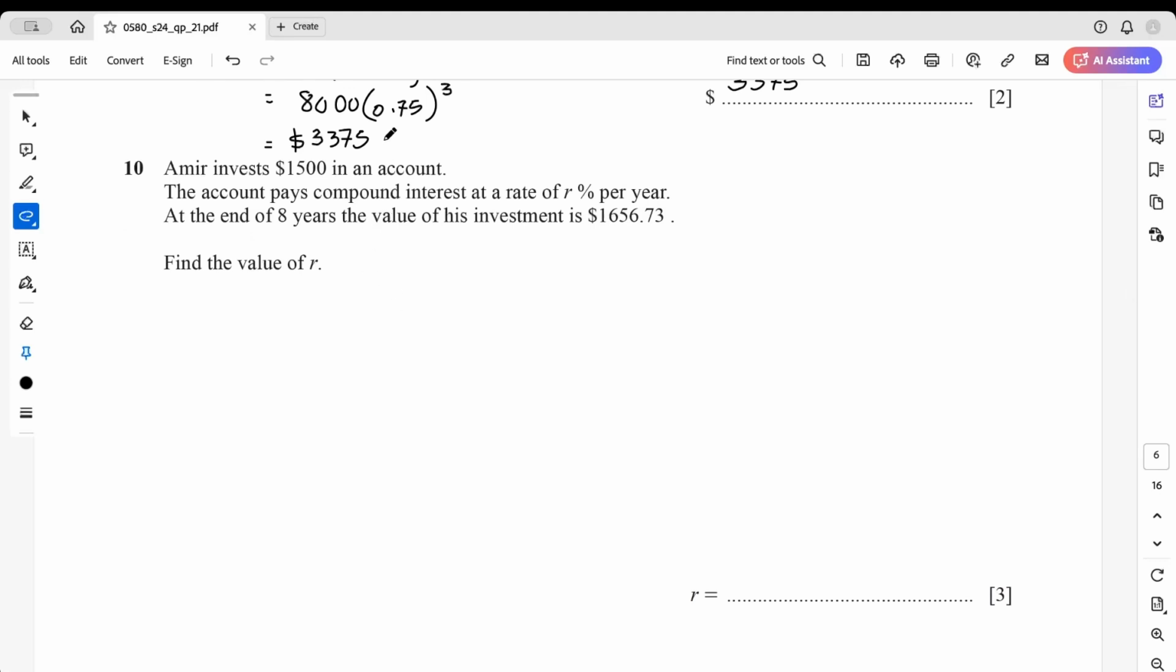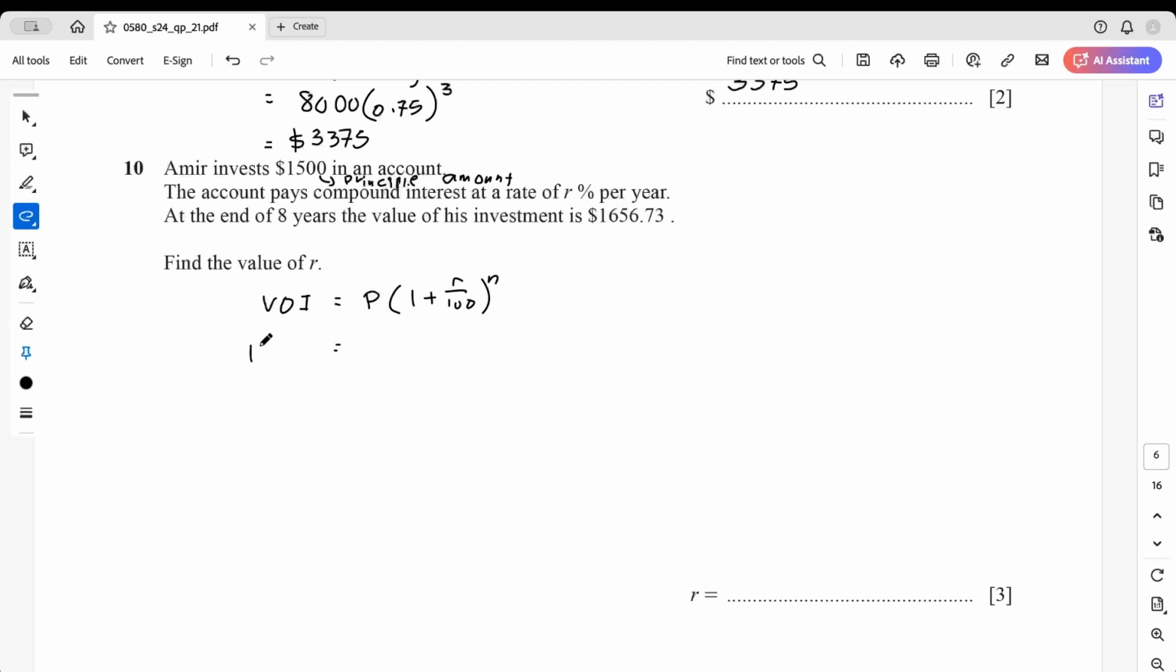Question number 10. Amira invests 1,500 in an account. So consider this your principal amount. We have an interest rate of R% per year, and at the end of 8 years, his value of investment is this. So we're applying the same formula. Value of investment, or VOI, equals your principal amount times 1 plus. In this case, we're adding, instead of subtracting, because we are adding an interest rate on top of our principal amount. 1 plus r over 100 to the power of n.